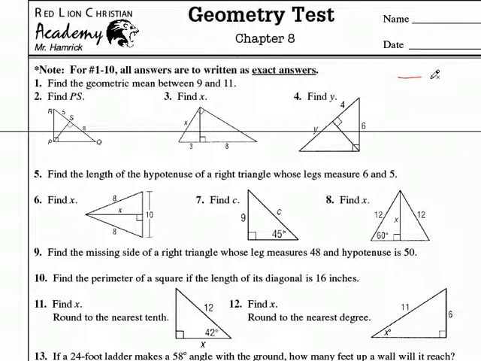Alright, so watch. Look. Okay, are we paying attention now? Girls? Thank you. Find the geometric mean, so that means you put x here and x here, 9 here and 11 here. Cross multiply, square root of 99, right? Did I make you simplify it? Square root of 99 is what?